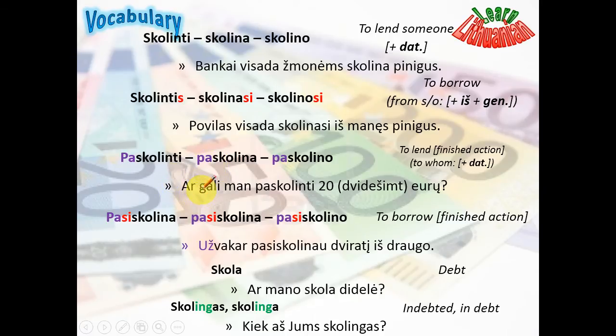Can you, ar gali, lend me, man paskolinti, 20 euros, 20 eurų. Can you lend me 20 euros? Ar gali man paskolinti 20 eurų? Man is a dative case. For me. Can you, for me, lend 20 euros? This is the literal translation.